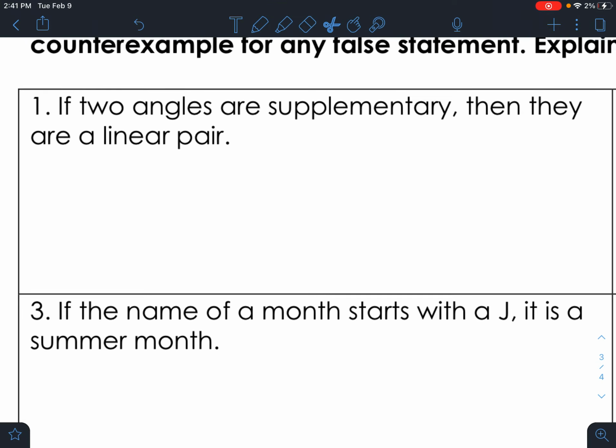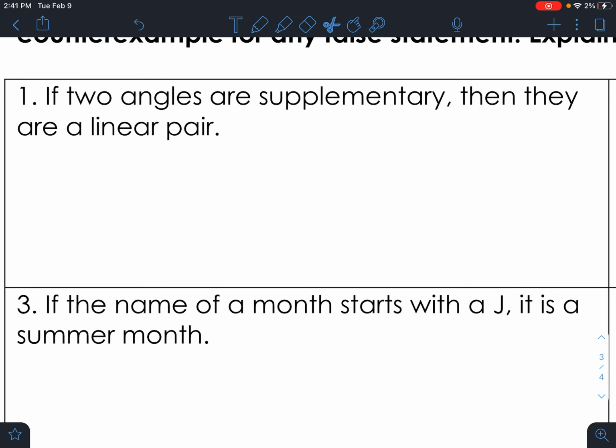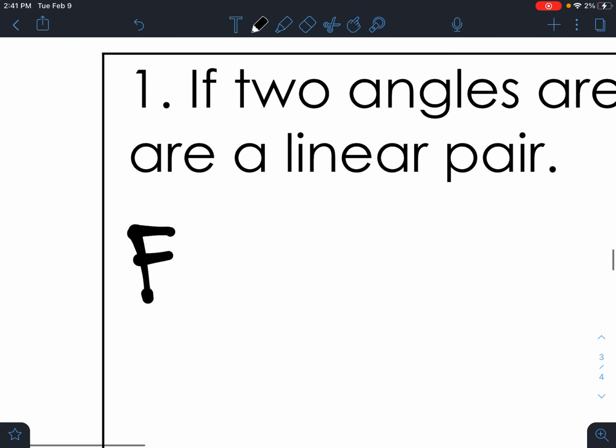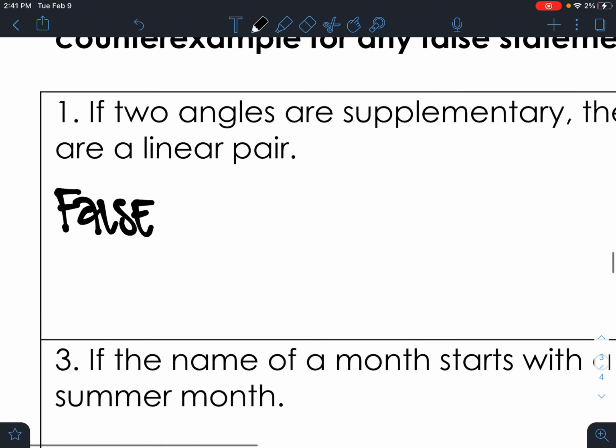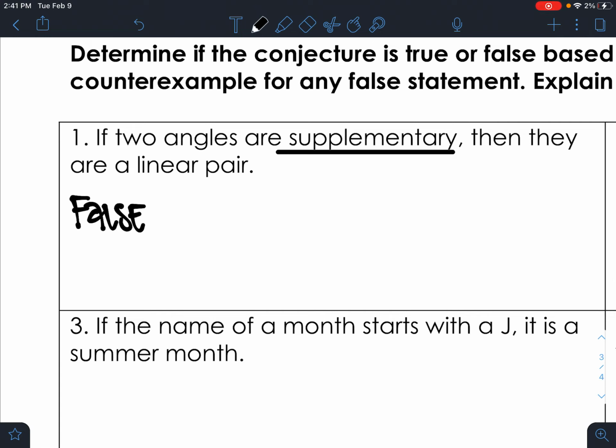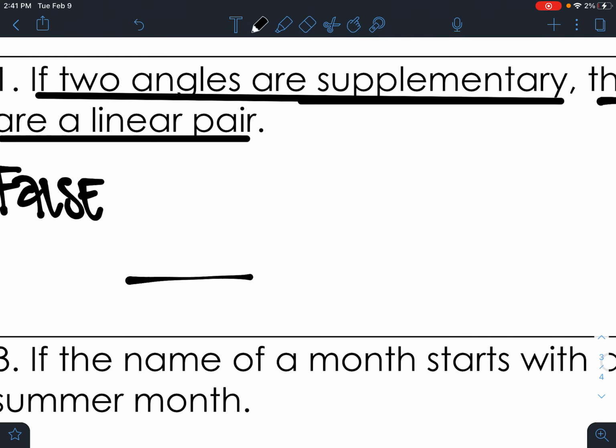If we start with the first one, it says, if two angles are supplementary, then they are a linear pair. So we have to decide, is this conjecture a true or false statement? This is going to be a false statement. We've talked about this in chapter 1. Can we find an example where two angles are supplementary, but they are not a linear pair? We have to remain with this part as true in our example, but this is what we're trying to prove as false, that they're a linear pair. And of course we can do that.